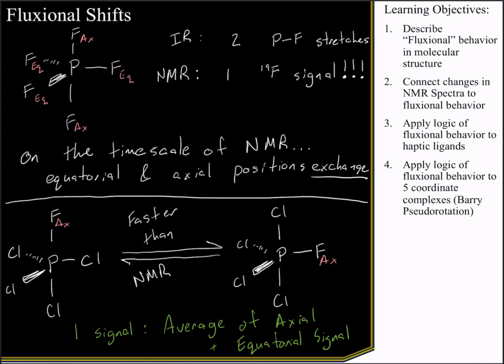We could cool this down and we could see two separate signals occur. If we also got this as a solid, right? So if we were able to crystallize this compound somehow, we would no longer have these rapid exchanges, and we may be able to actually see a difference between the axial and the equatorial fluorine positions.